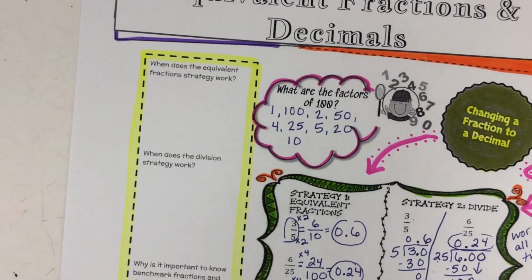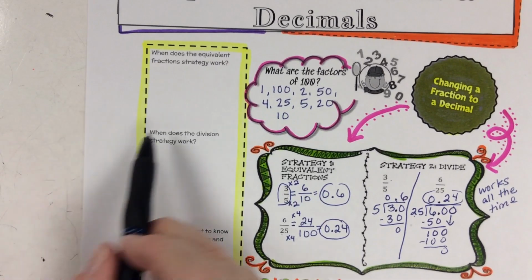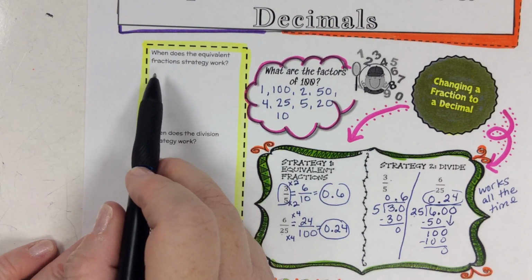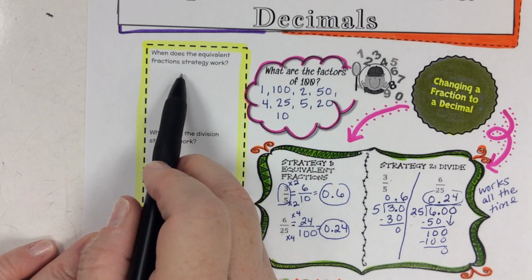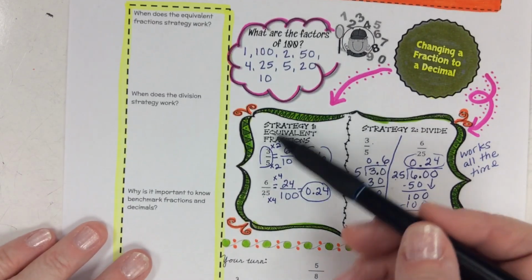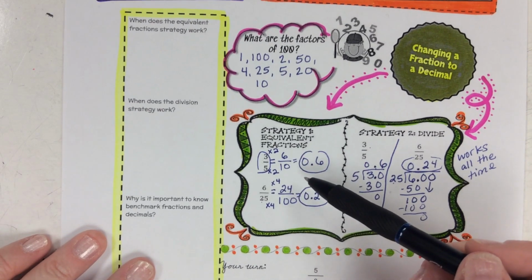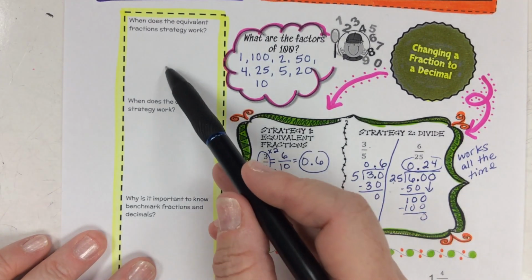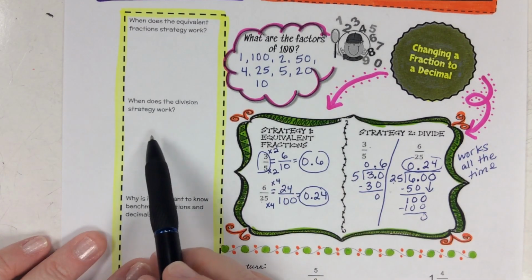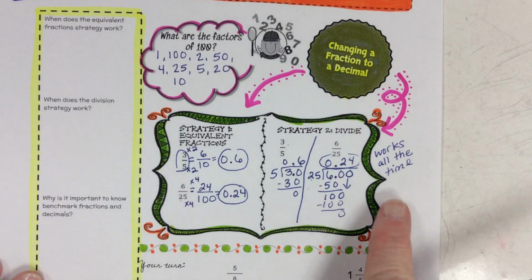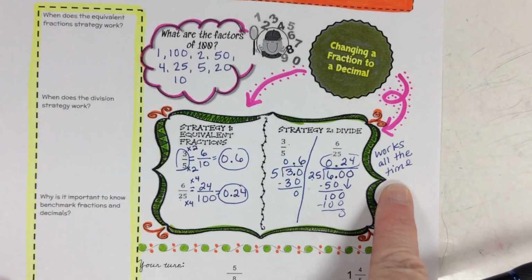Okay, so I want you answering these. This is how you're going to get credit, okay? You have to have this done. When does the equivalent fraction strategy work? When is that strategy going to work? This strategy right here. Okay, I've said it now several times. When is that strategy going to work? You write it right here, okay? When does your division strategy work? Oh, there's a hint right there. I don't know where I would find the answer to this.